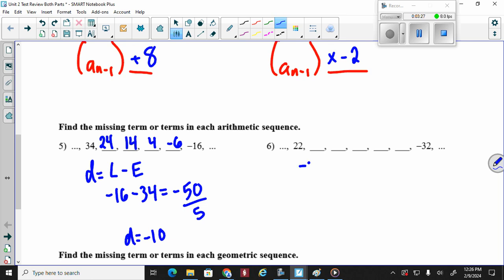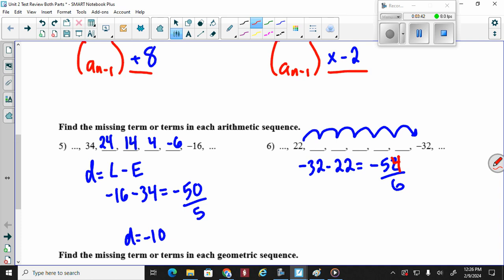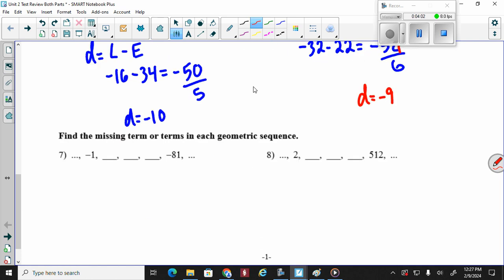All right, for number 6, negative 32 minus 22. I believe it's going to be negative 52. 1, 2, 3, 4, 5, and 6. Divide that by 6. Oh, that should have been 54. You guys are probably screaming at the screen. Negative 54 divided by 6. That gives me, my common difference is negative 9. So that would be, let's see, 13. That would be 4. That would be negative 5. That would be negative 14. That would be negative 23. There we go.